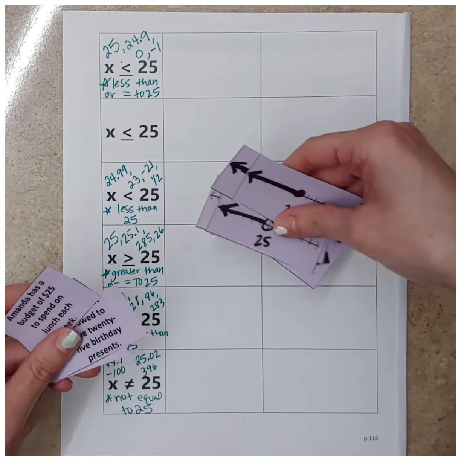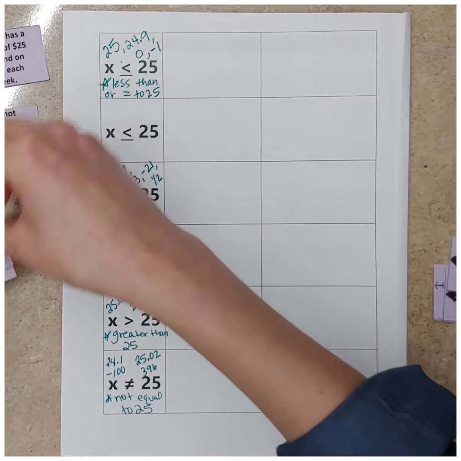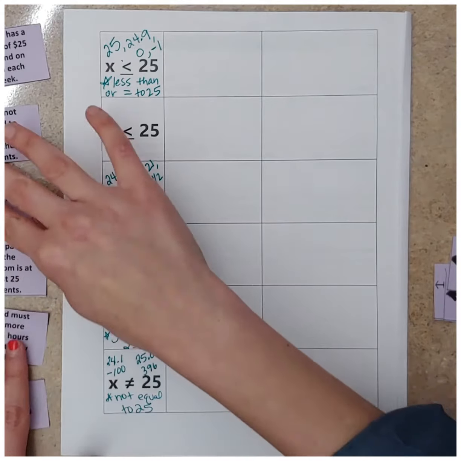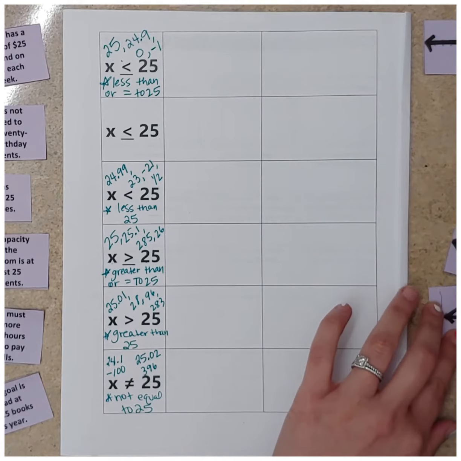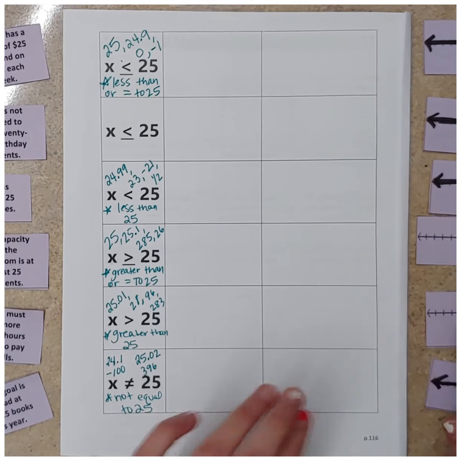Cut out all of your little things, or you might even go ahead and just lay them out. They don't have to be in any kind of order whatsoever. I just took mine and cut them up and shuffled them a little and laid them out like this. That way we have them all spread out.